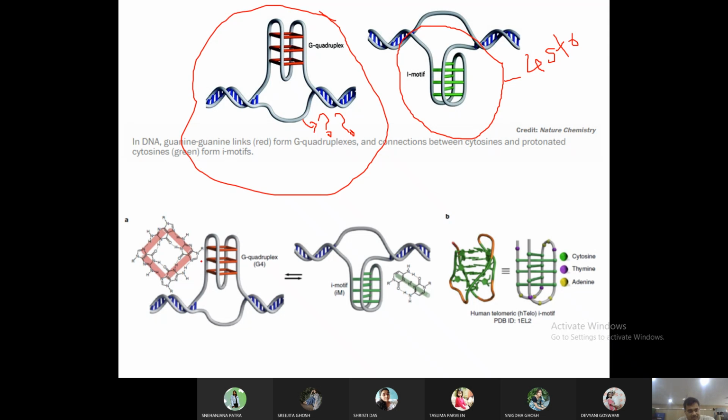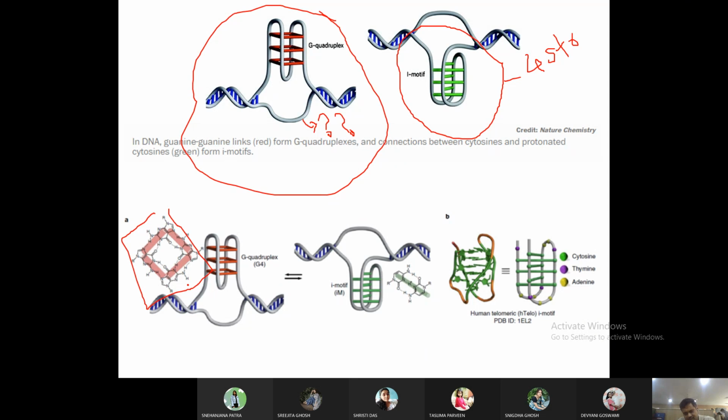So in G quadruplex, what we see is that they form Hoogsteen base pairing, this 4-corner type: 1, 2, 3, 4. All 4 corners are stabilized by Hoogsteen base pairing, correct? Here, Hoogsteen base pairing is out of the question, and C does not base pair with another C, correct? By Watson-Crick base pairing, C base pairs with G. Then what is going on?